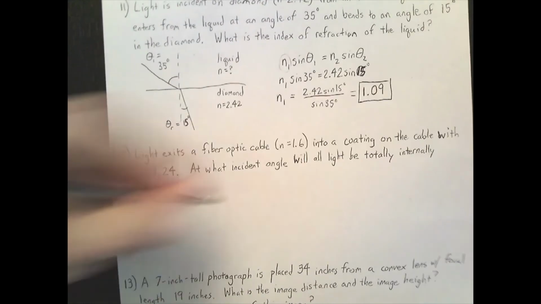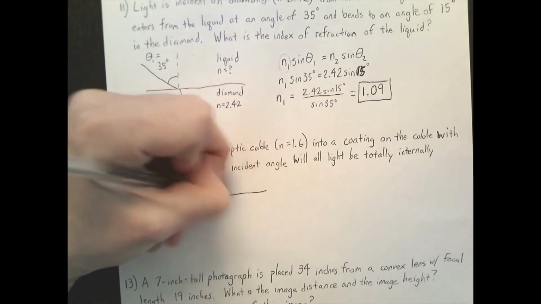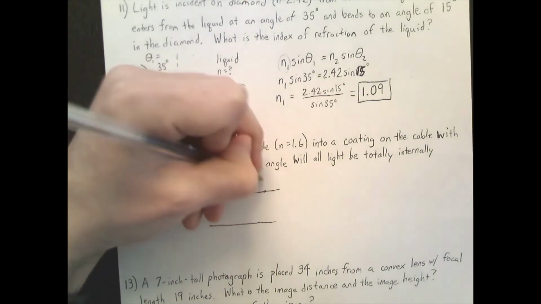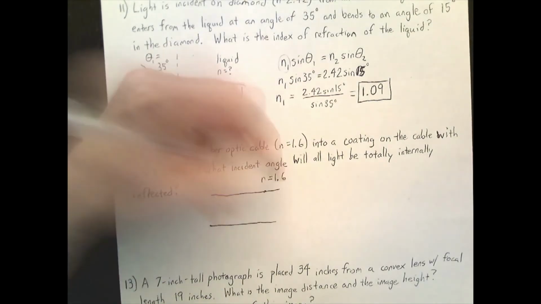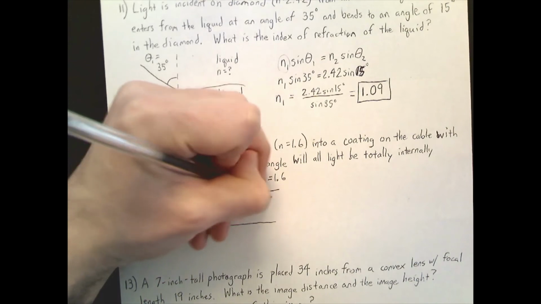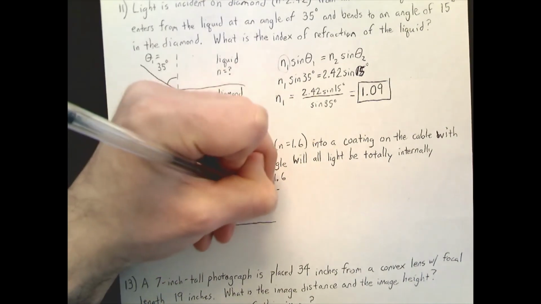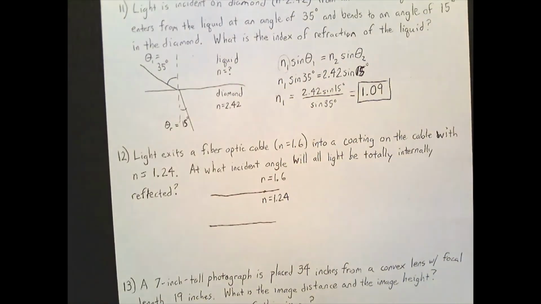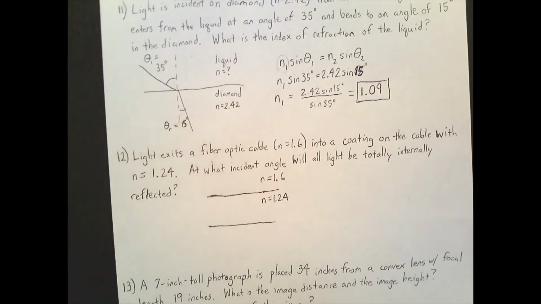All right. Next, we have a fiber optic cable. This is the kind of thing that sends you high-speed internet. It starts at an N of 1.6 and enters a coating, which is the outside of the cable. N equals 1.24. A fiber optic cable is able to deliver such high-speed internet because essentially all of the signal gets trapped inside by total internal reflection.